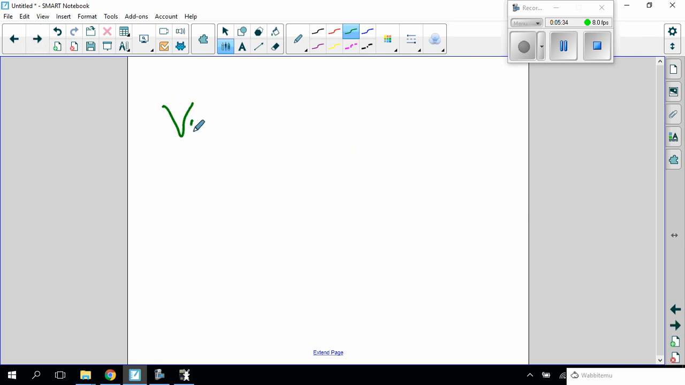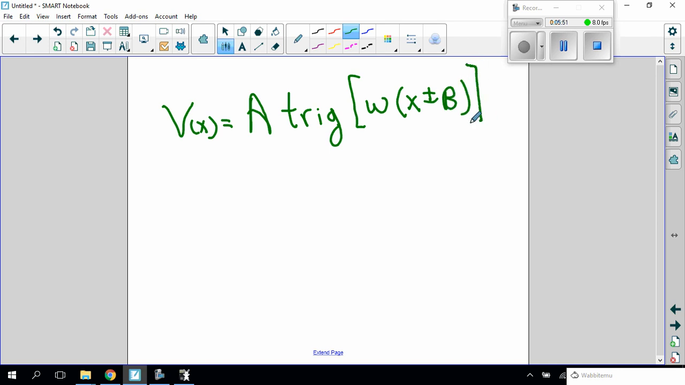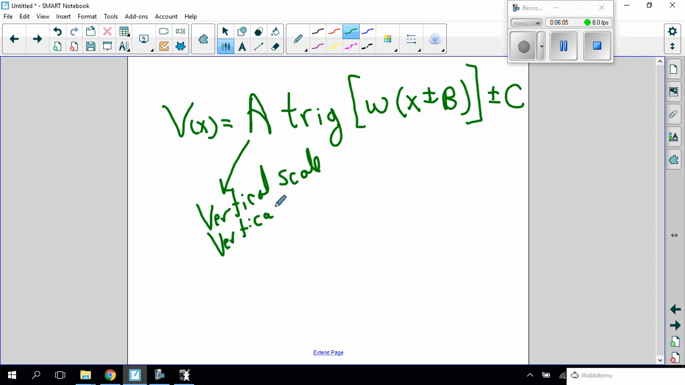I'm going to give you the V of x formula. That stands for Verbsky formula. It's A trig, standing for any of the 6, bracket, same as a parenthesis, omega x plus or minus b, bracket, plus or minus c. Now, this is the vertical scale. It's the vertical flip. Now, what I mean by that, if A is less than 0, meaning negative, the graph has a vertical flip.